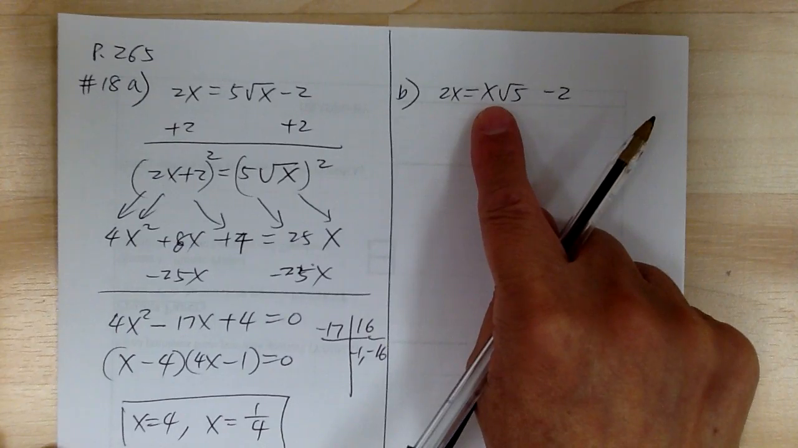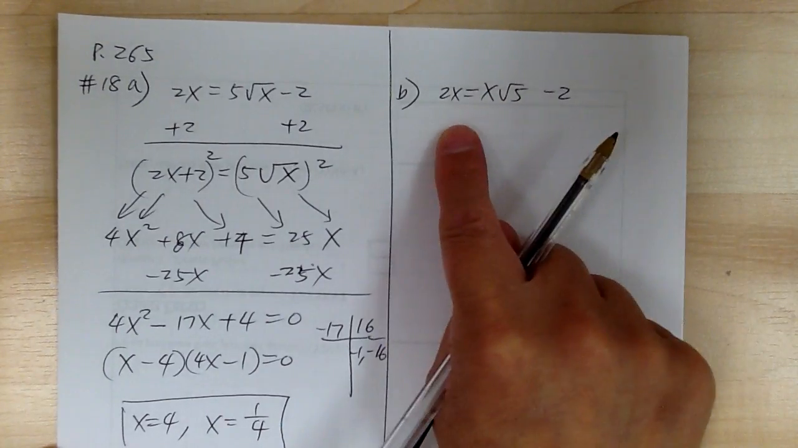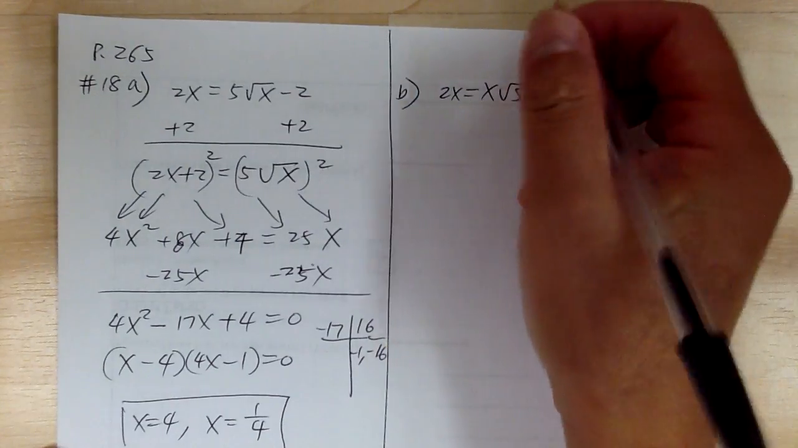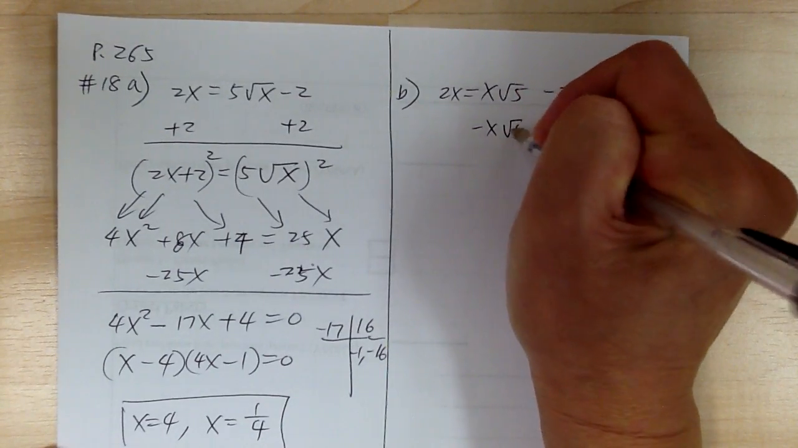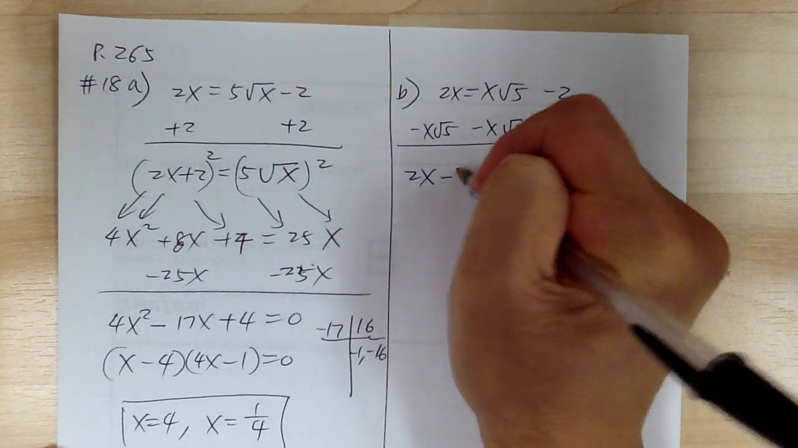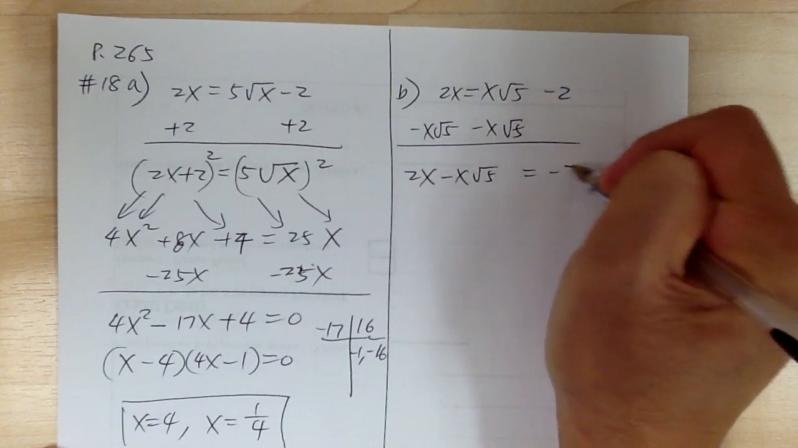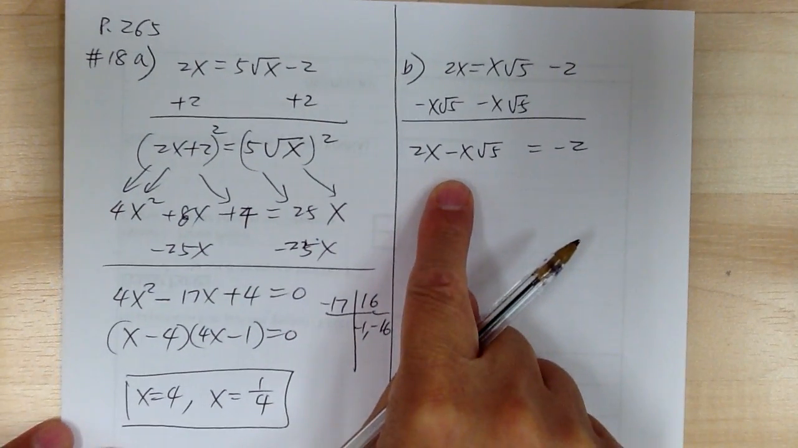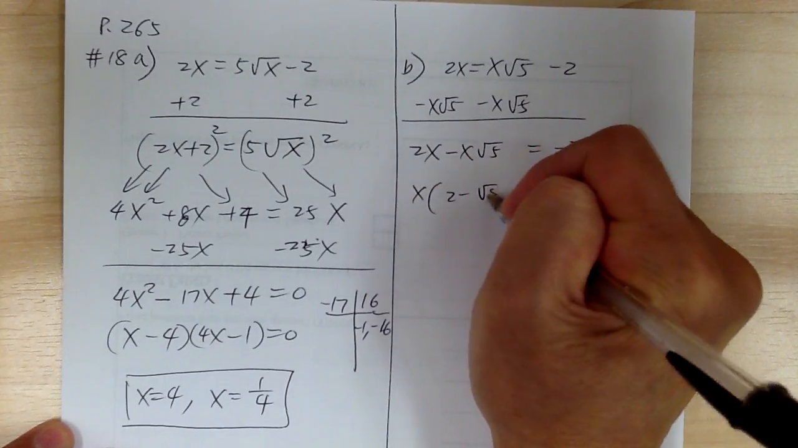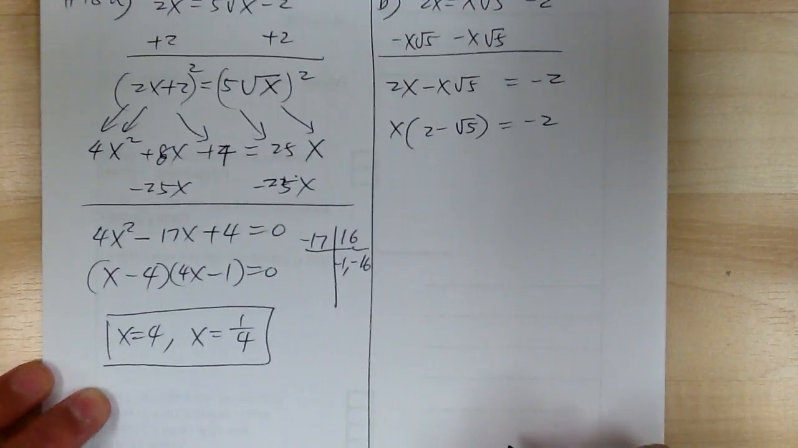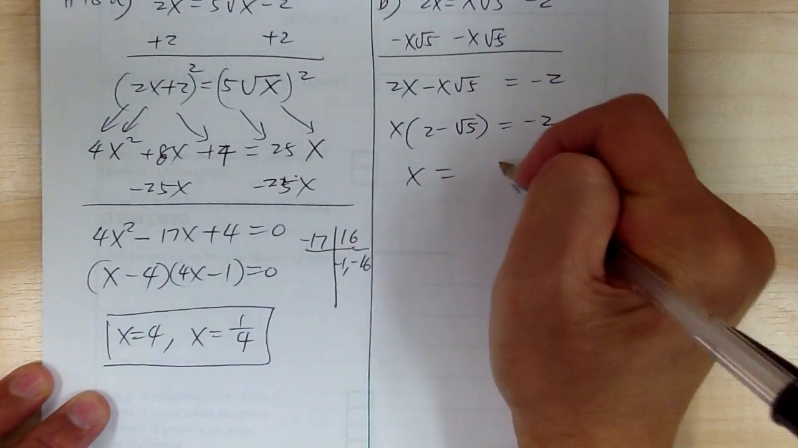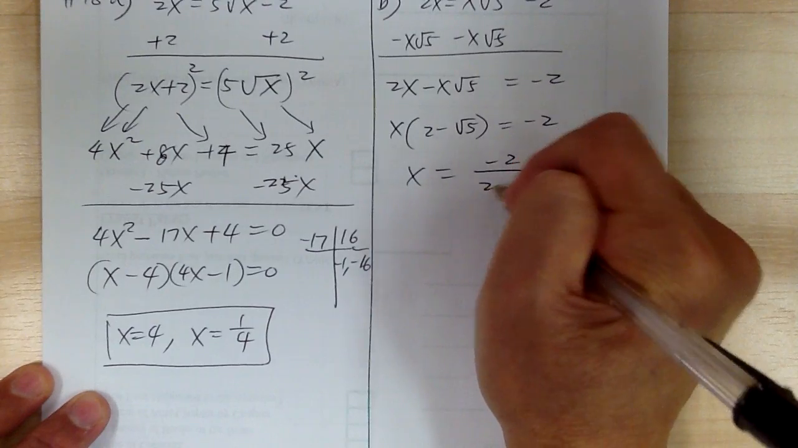Okay? Now over here, don't do things blindly. Now remember, this is not a radical equation. This is a regular algebraic equation. So that means you need to get all the x together. So minus x square root of 5 on both sides. So you got 2x minus x square root of 5 equal to negative 2. You have to get all the variable to one side. Then you have to factor out the x. Then you have to divide by the parentheses. So x equal to -2 over 2 minus square root of 5.